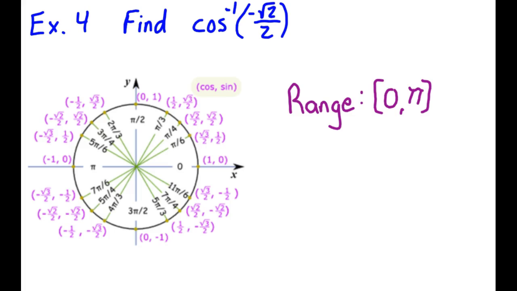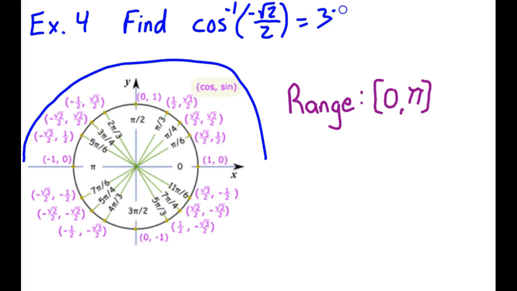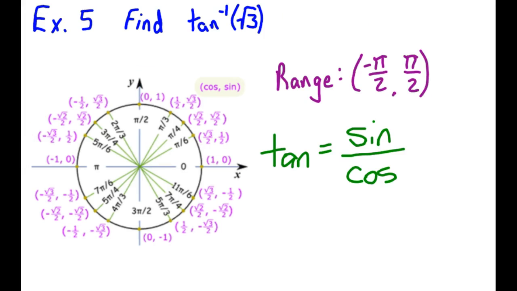Example 4, now we want to find the value for the inverse cosine of negative radical 2 over 2. The range for the inverse cosine goes from 0 to pi. So we're in the upper half of our unit circle looking for these values. So we're looking for where the x value is equal to negative radical 2 over 2, which occurs at 3 pi over 4. So the value for the inverse cosine of negative radical 2 over 2 using the unit circle, we determine it's 3 pi over 4.